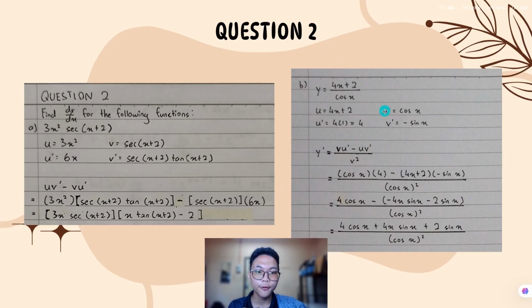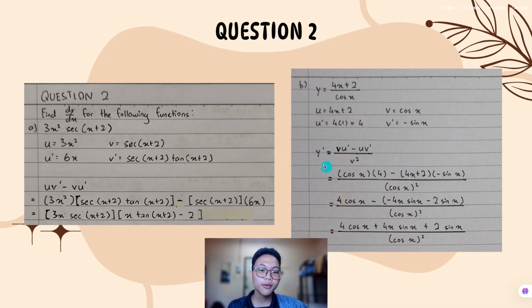Now, for b, y equals (4x plus 2) over cos x. Now, we will use the quotient rule. u for the numerator, v for the denominator. u equals 4x plus 2, using the power rule, u prime equals 4 times 1 equals 4. v equals cos x, using the trigo rule, v prime equals negative sine x.